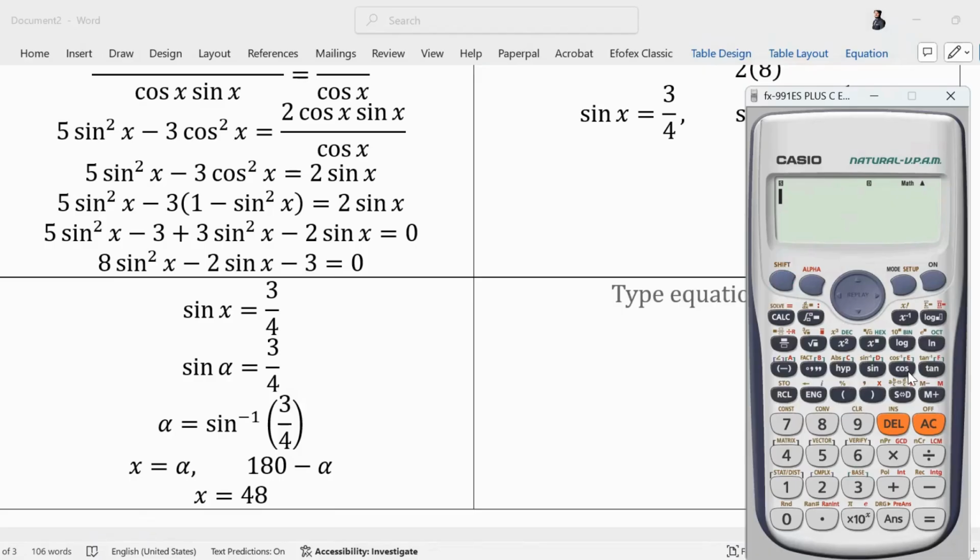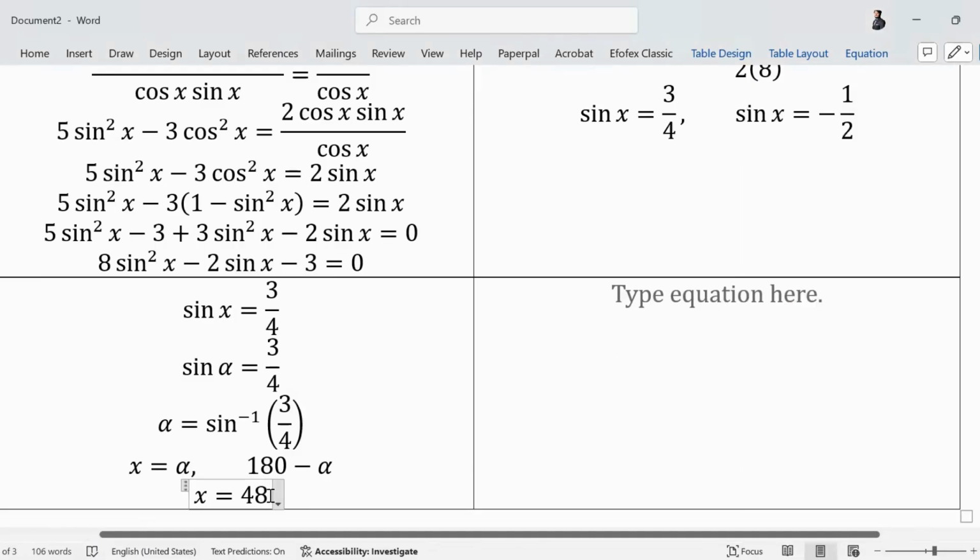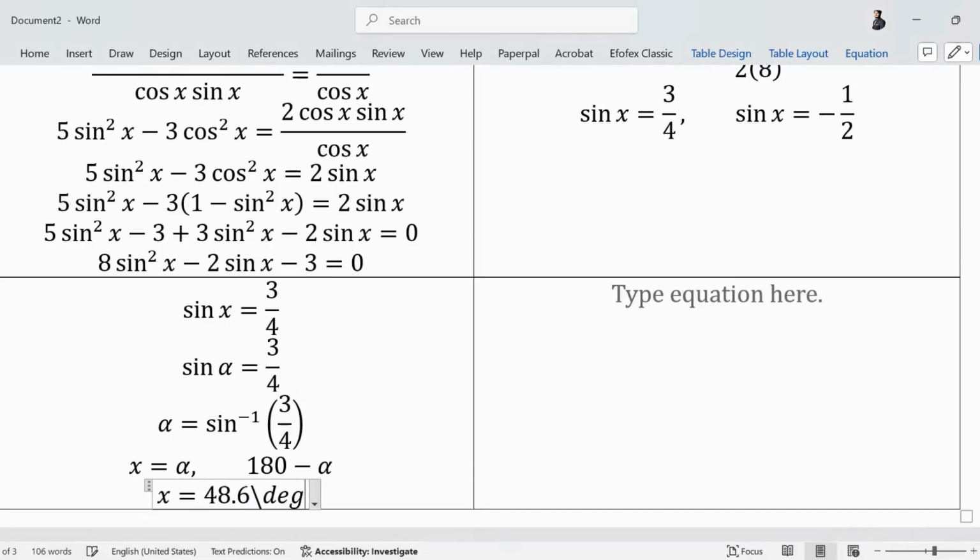Sine inverse of 0.75, 48.6, and the other one is 130. These are the two values of x.